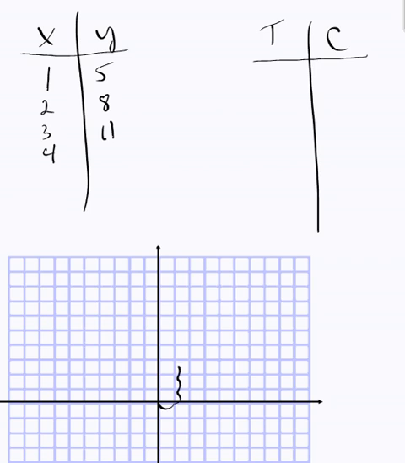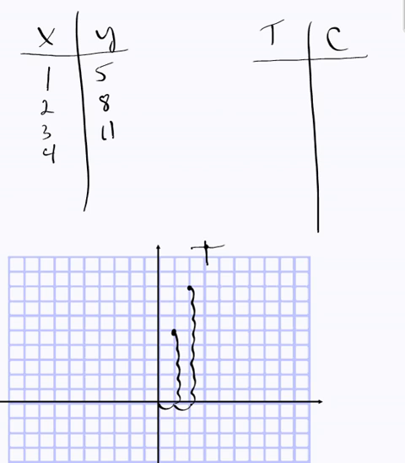1, 2, 3, 4, 5. And if x is 2, y is 8. So if x is 2, then it goes 1, 2, 3, 4, 5, 6, 7, 8. And finally, if x is 3, then y would be 11. Our scale only goes to 10, so 11 would be here.